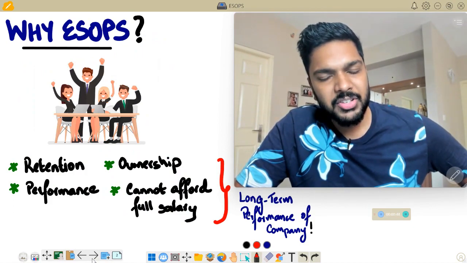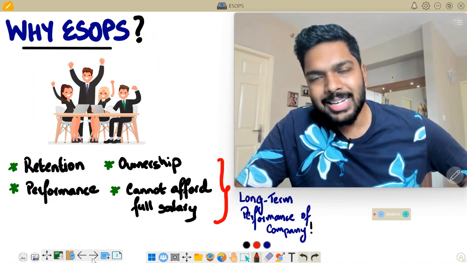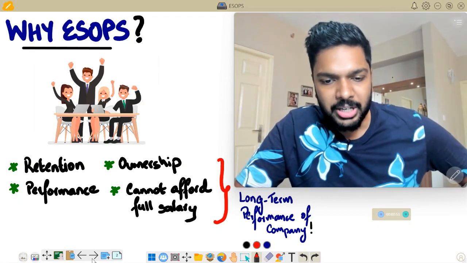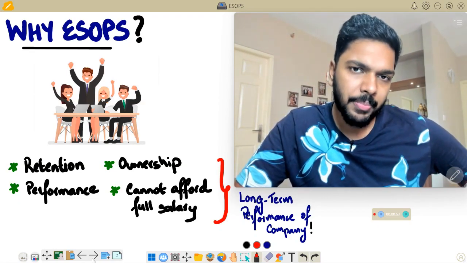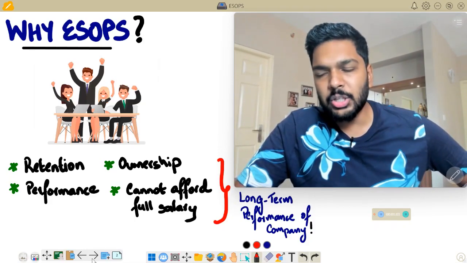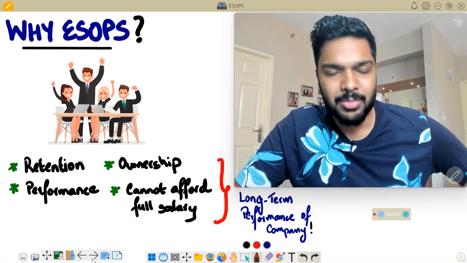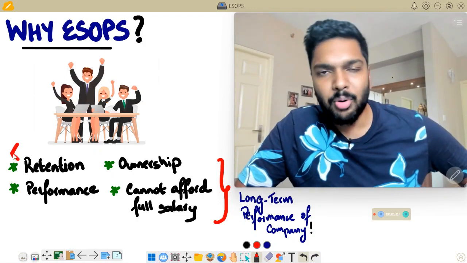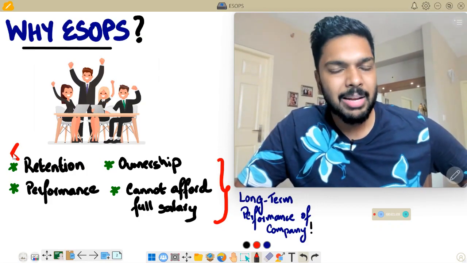So first things first, and that is why ESOPs? Well, before that, ESOPs are options given to the employees to purchase the shares of the company for which they are working in the future. Now, there could be a multitude of different reasons why ESOPs or options are given to the employees, and the most common of them is retention. That is to make the employees stick to the organization for many more years to come.